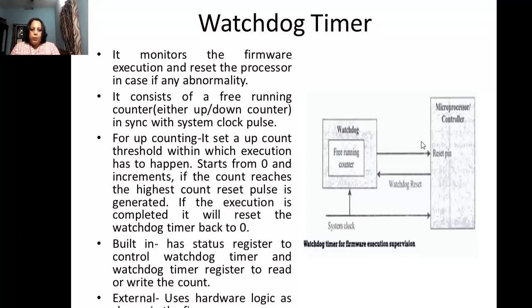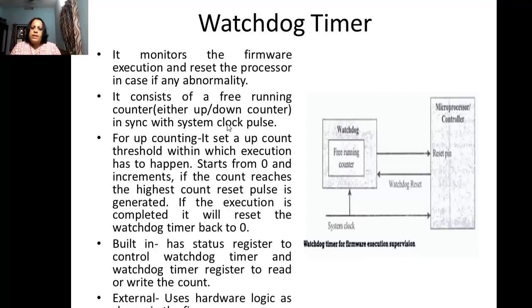So there are two reset signals. One is the reset signal going from the watchdog timer to the controller or processor. That means in case an abnormality is found, this reset signal is passed to the processor and the processor goes into reset mode. Now if the abnormality is not found and execution happens in the stipulated time period, then the watchdog counter has to be reset. So the processor sends a watchdog reset signal to the counter to start the counter once again, or to reset the counter.